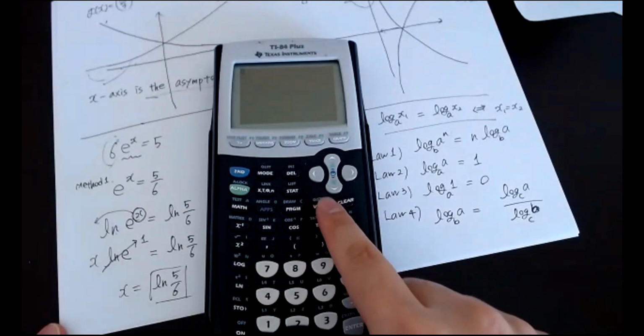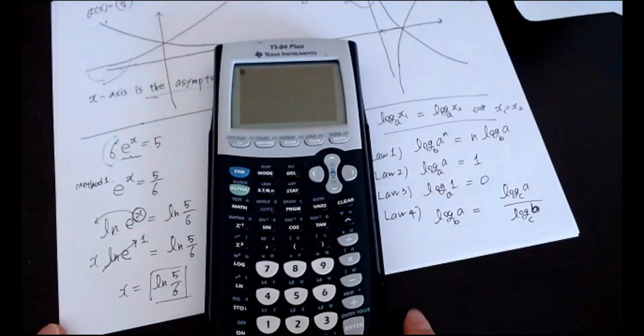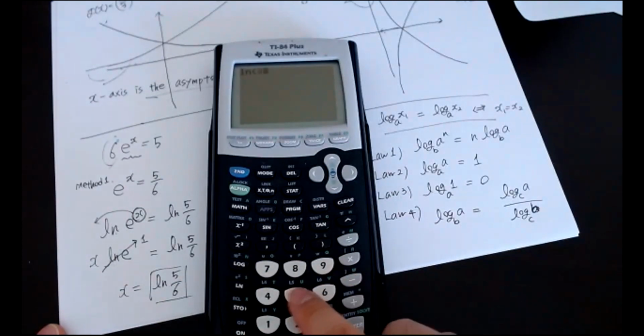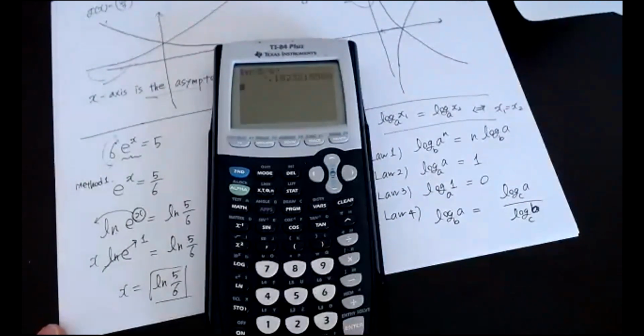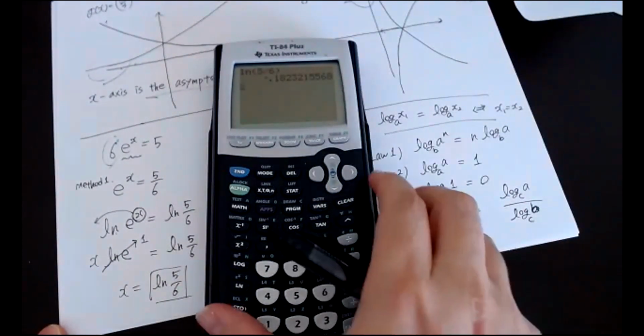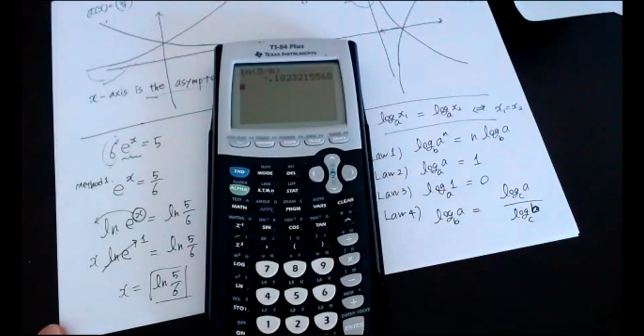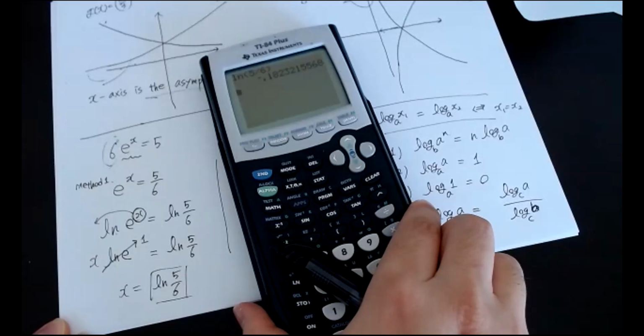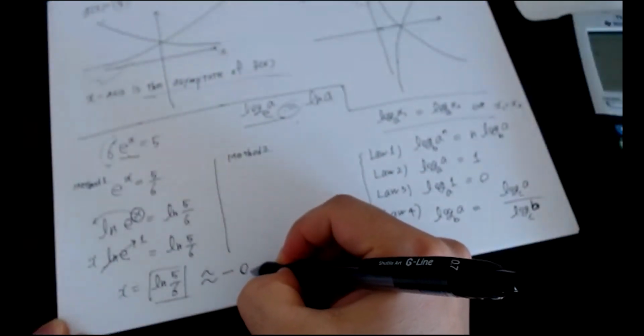Not only on a TI series calculator, but normally there is an ln button. LOG is the common log, which means the log with base 10, and ln is the natural log with base e. So I put ln of 5 over 6. We got negative 0.18232, but the problem says to write to 4 decimal places as needed. So we got negative 0.1823. Approximately negative 0.1823. Okay, that's the answer.